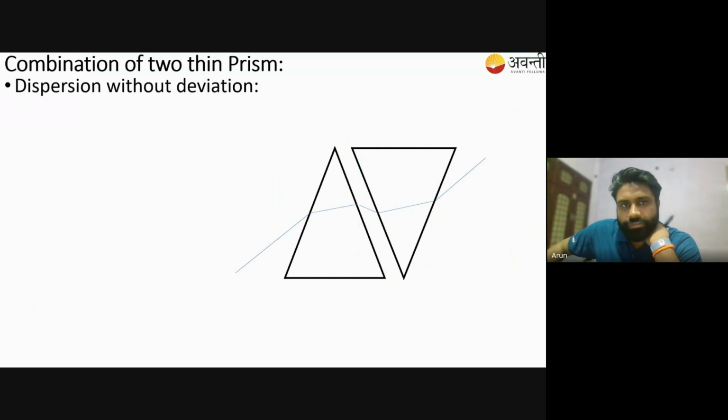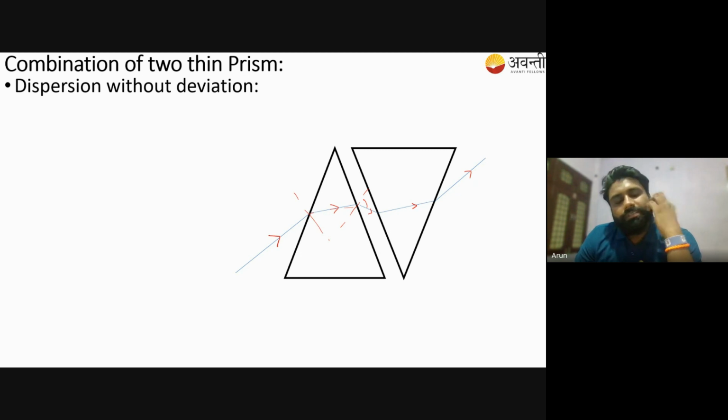So combination of two thin prisms we are going to discuss. Here you will see one prism is placed like this and the other is the inverted one. Got it? So the ray is traveling from here, it is deviating, moving towards the normal, entering the thick region, the optically denser region, again moving away from the normal, again entering this and moving in this direction. Got it? So it's a little bit of a conceptual thing.